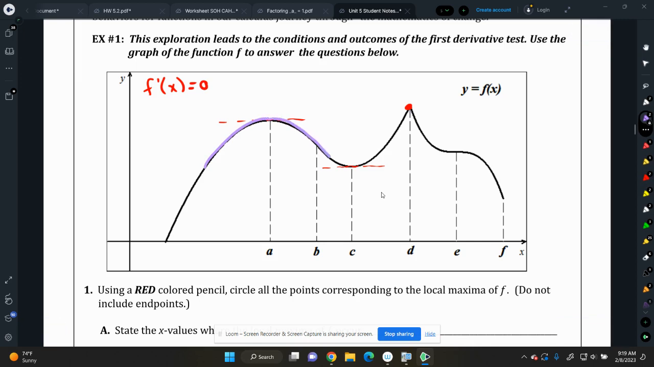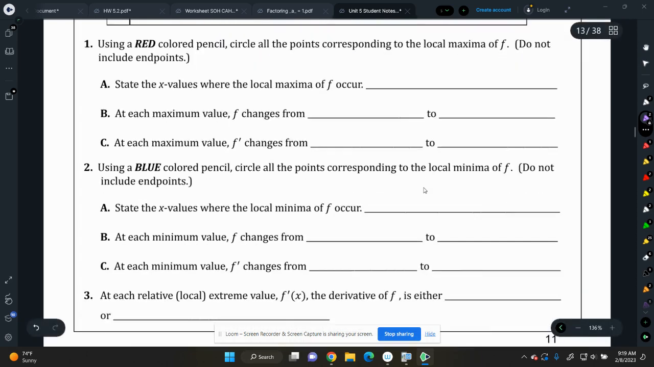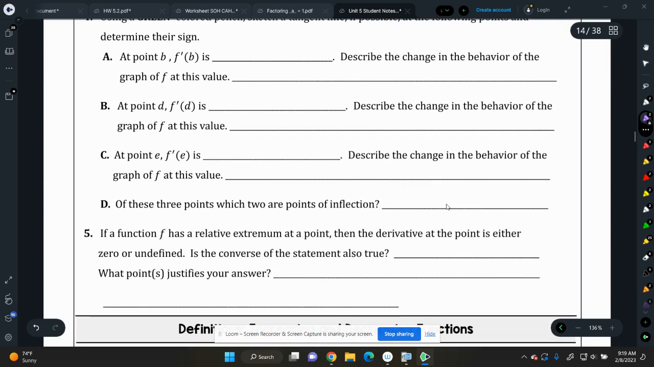And what the first derivative test tells us is that the derivative is 0, which means this tangent line is 0, which means we have a potential change from increasing to decreasing, which means we have a potential maximum or minimum. That's what the first derivative test does for us. We're going to jump down and look at a couple examples again.